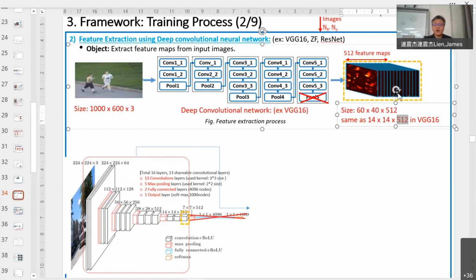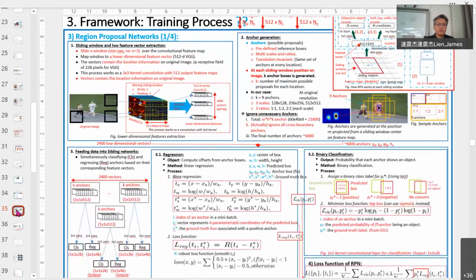From this final output, the final encoding, we will do the region proposal. Based on this one, we will do the region proposal here.